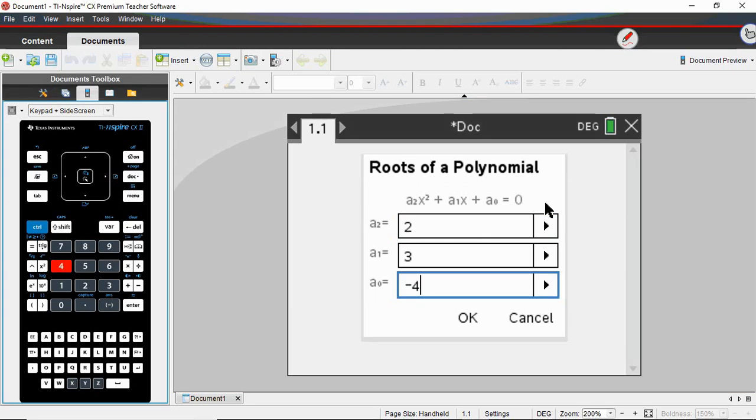So to solve the equation that we just looked at last, I could type in 2, 3, and -4. So I'm just putting in the coefficients, just the numbers.